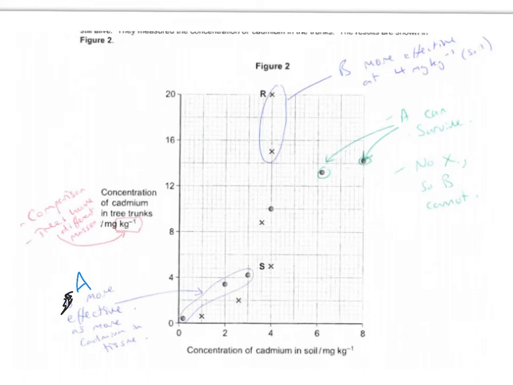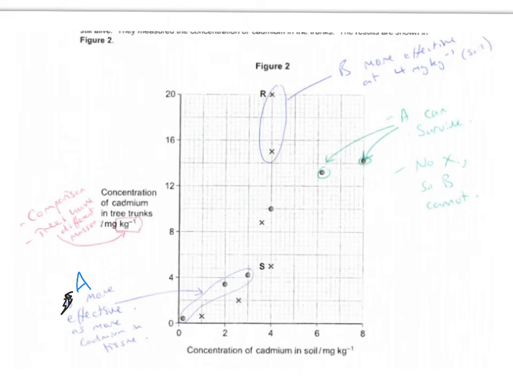So first of all, let's have a look here. We can see that B is highly effective here. At 4 milligrams per kilogram of cadmium in the soil, species B actually removes a lot more cadmium from the soil because it's found in the tree trunks. So it's taking it out of the soil and it's becoming part of the mass of the tree. So there's much more cadmium taken out of the soil by species B at 4 milligrams per kilogram than species A. Remember to use comparative language. That's species B, that's a point that makes it more effective.